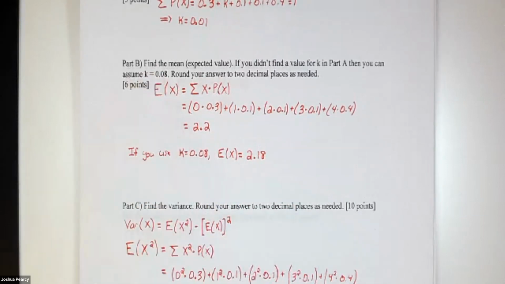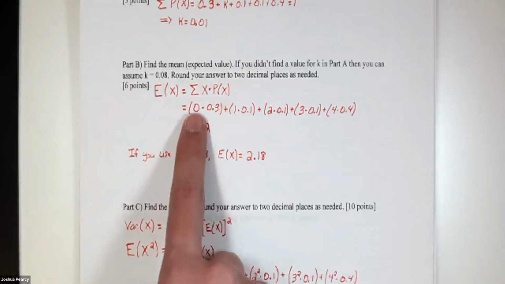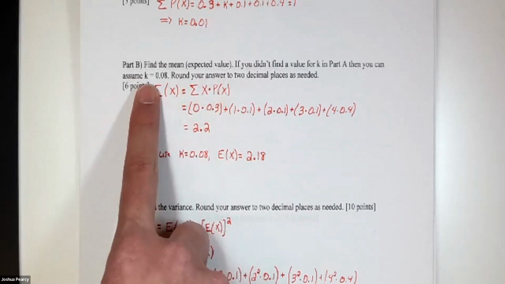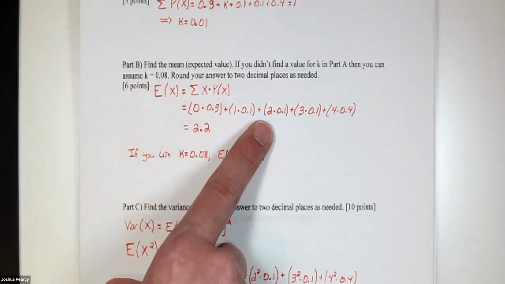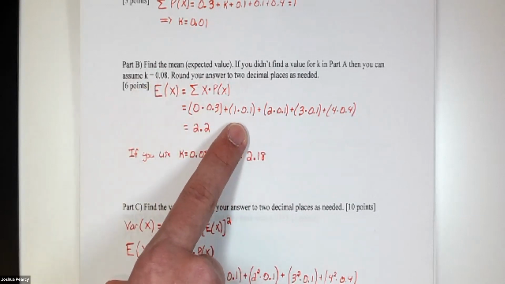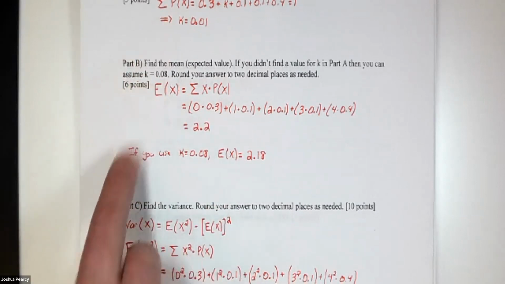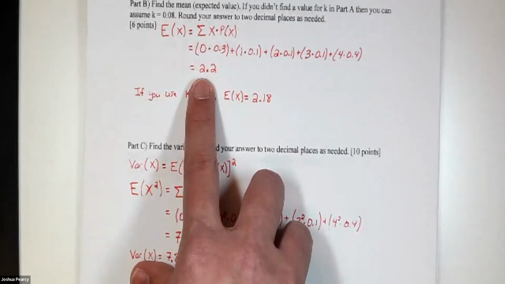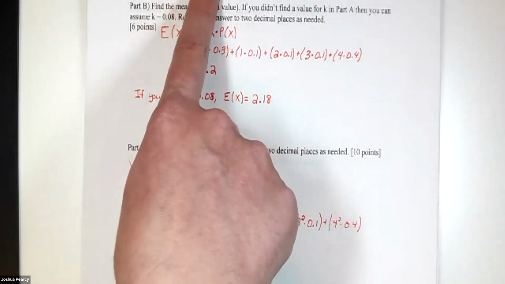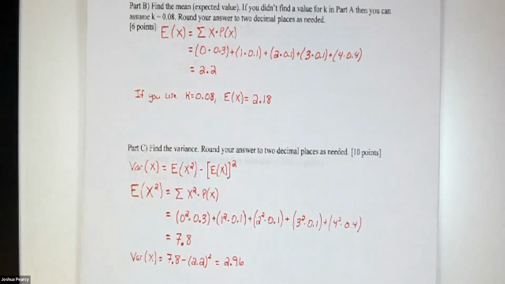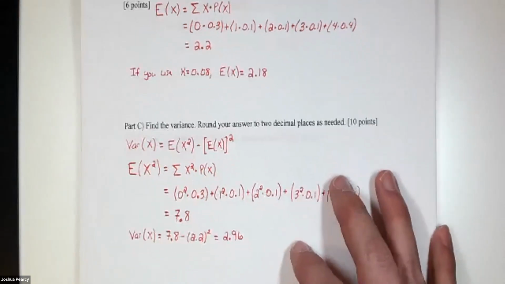Find the mean, the expected value. All you do is take the sum of the x's times the corresponding probabilities. So if you plugged in K as 0.08 here, I still counted it right because, like it said, if you don't figure out this part, you can assume K is this. So if you use K as 0.1 and the rest of those values, you get an expected value of 2.2. If you use K as 0.08, you get an expected value of 2.18.